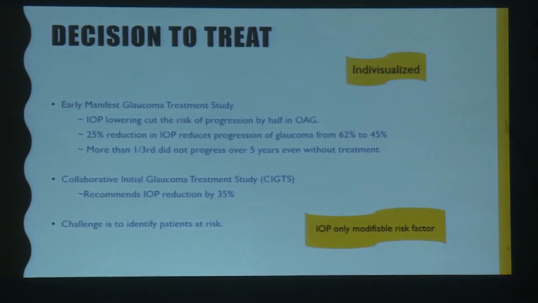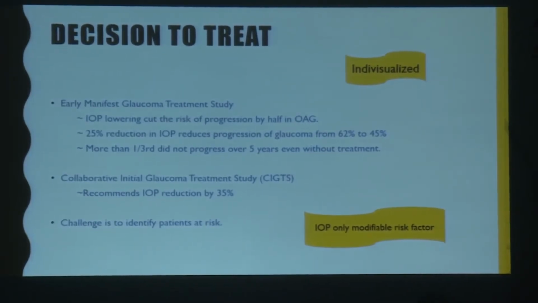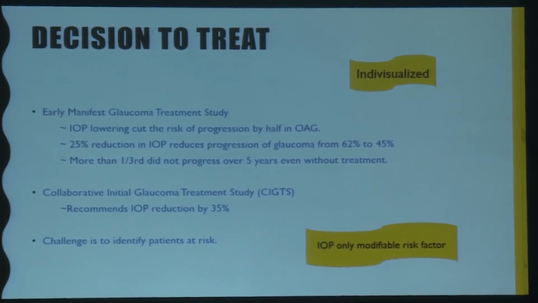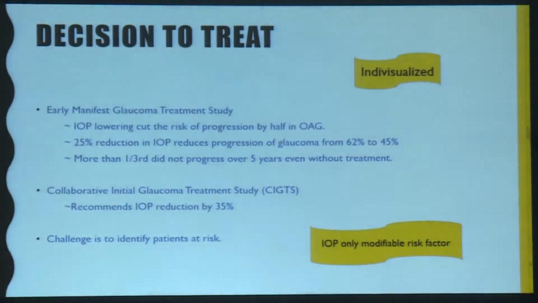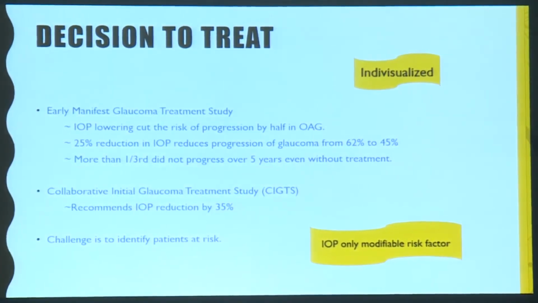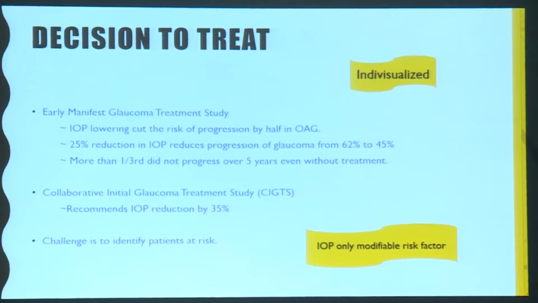We just started. Every glaucoma patient is very individualized. Studies have time and again suggested that IOP reduction has been shown to reduce the progression of glaucoma, but the challenge is identifying the patients at risk, and sadly IOP is the only modifiable risk factor we have at hand that we can treat. Now something's wrong, now the slide is not moving.